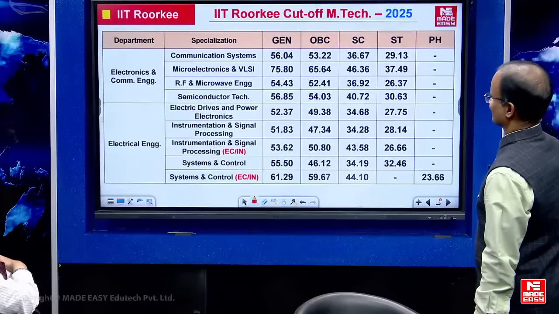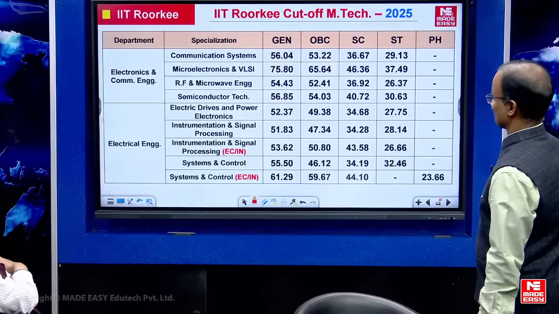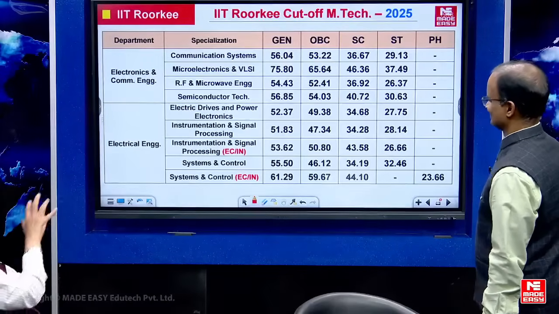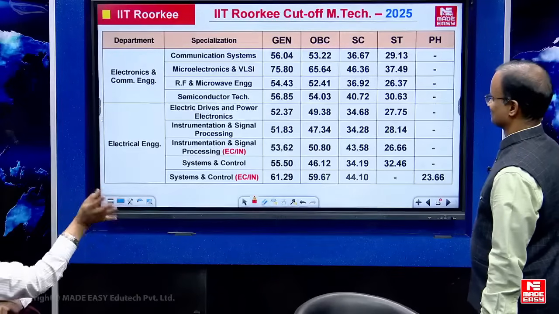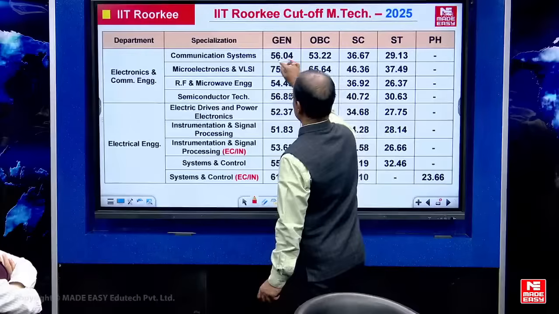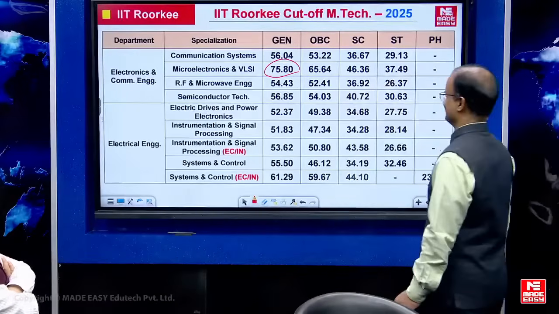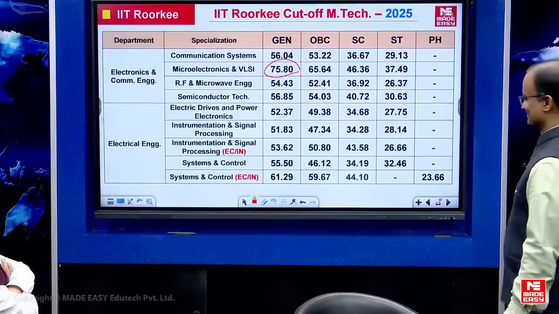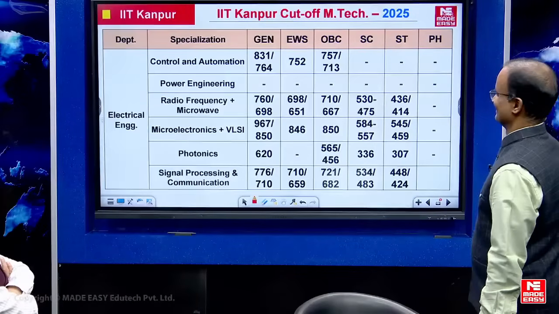I think these are the IIT Roorkee cutoff marks. Okay, yes. And they have provided full information this year. In 24, they did not give any information. Sir, this cutoff is also very high. Micro is 75 marks. Sir, it is microelectronics. That's why it's 75.8.